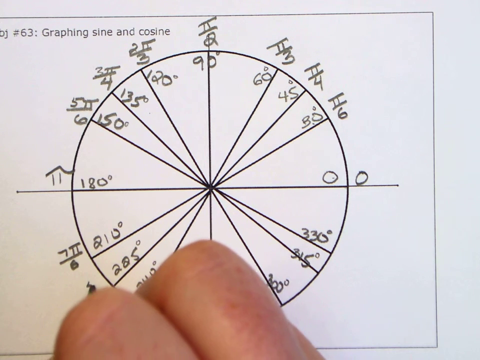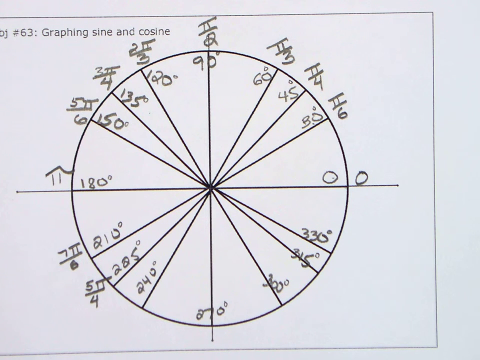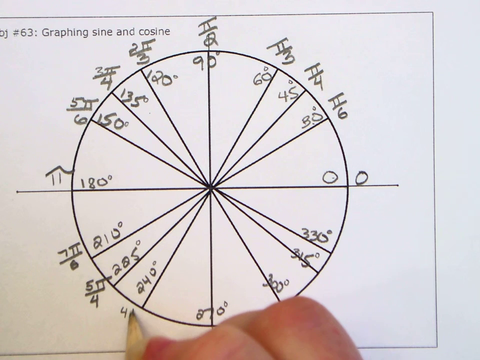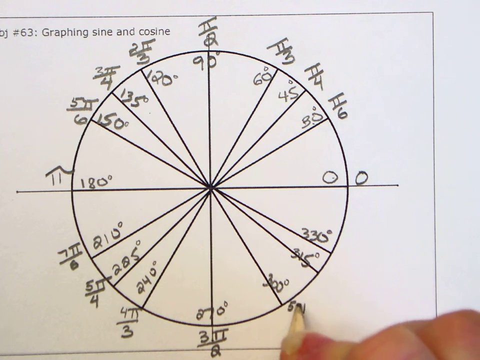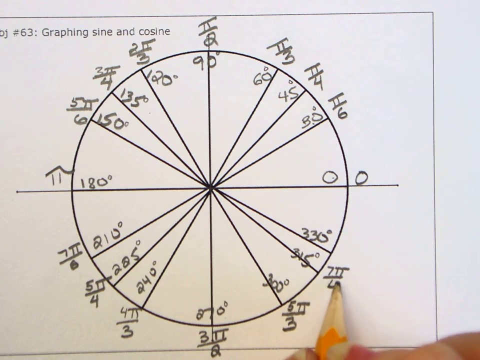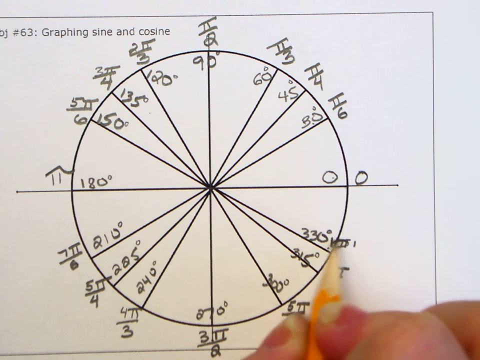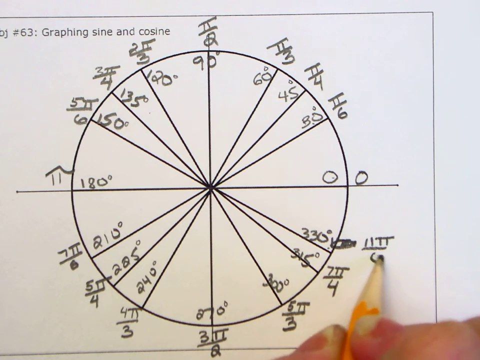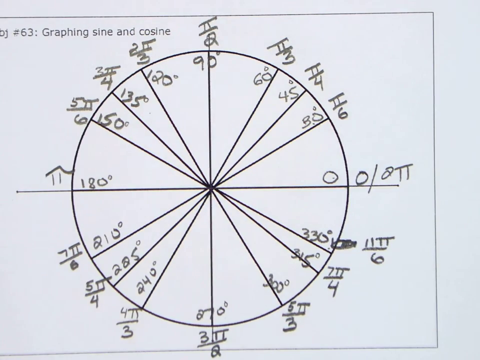225 is 5 pi over 4. 240 is your 4 pi over 3. 270, 3 pi over 2. 300, 5 pi over 3. 315 is 7 pi over 4. And 330 is 11 pi over 6. Now you might think this is ridiculous. Oh, and 2 pi. Like, is there a pattern?